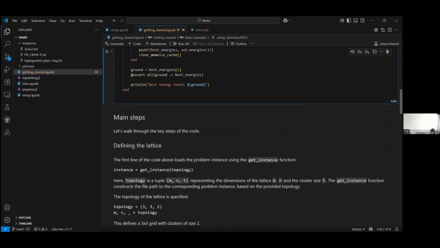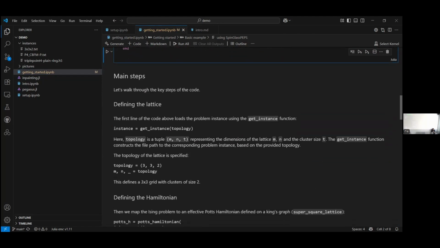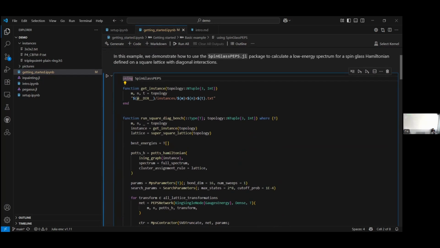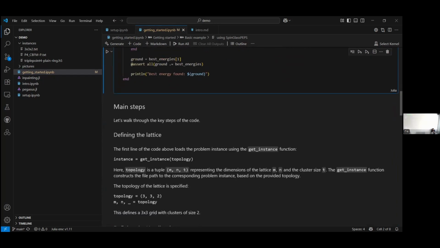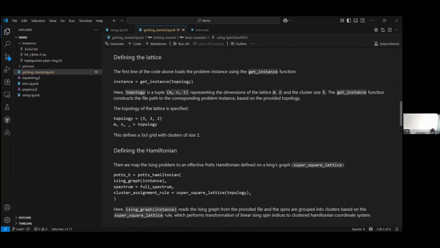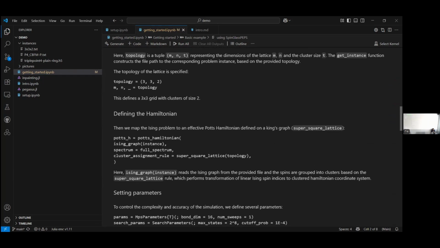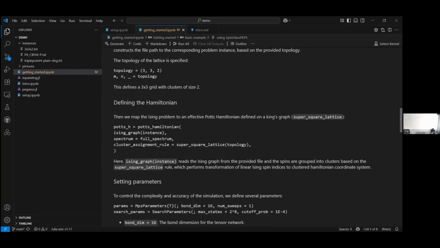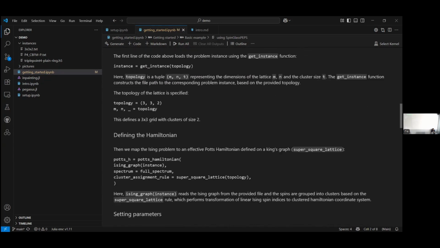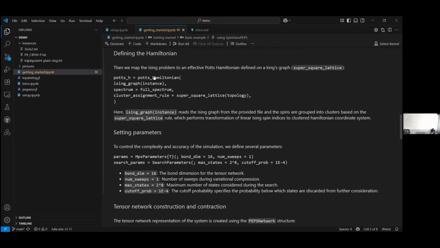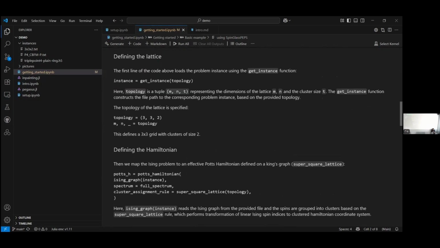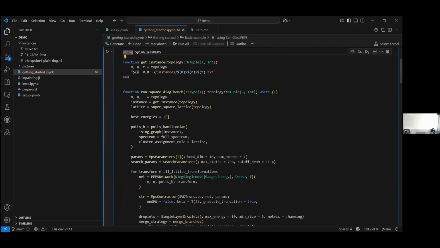I'm sorry. What is important is that we have this topology parameter that is defining the... Okay, it's not important. It's just defining the shape of our instance, and we use this as a useful way to read our instance. What is important is this part, defining the Hamiltonian, which is here.